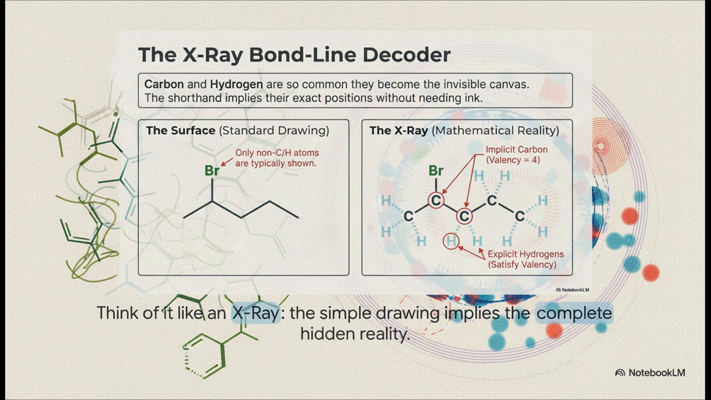This is the perfect way to think about it. It's like an X-ray. The simple, clean drawing on the left is what a chemist sees and draws, but what their brain understands is the full picture on the right, with all those hidden carbons and hydrogens revealed. It's a shared secret, a hidden layer of information that everyone just agrees is there.